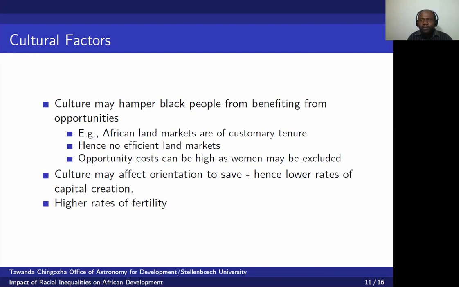So, apart from higher rates of fertility, which I've explained already, cultural differences may also influence lower rates of capital creation. In many African societies, for example, parents might not invest as much in life savings and life insurance, because the tradition is that as you grow older, your children will look after you. So that could be another issue that affects the rates of capital creation, which affect the levels of incomes, and also the extent to which we can invest in good quality education for our children here in Africa.